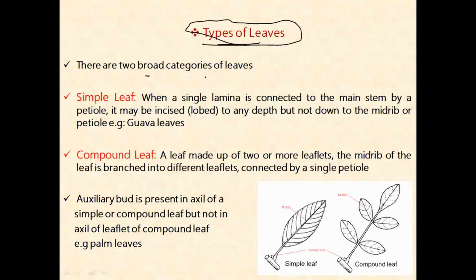The next topic is types of leaf. There are two broad categories of leaves. First one is the simple leaf. A simple leaf is when a single lamina is connected to the main stem by a petiole. It is known as a simple leaf.